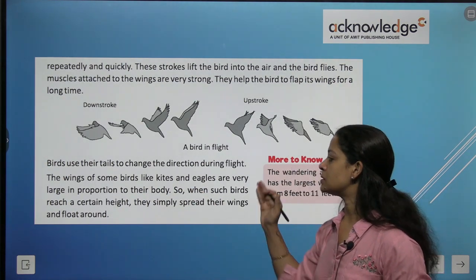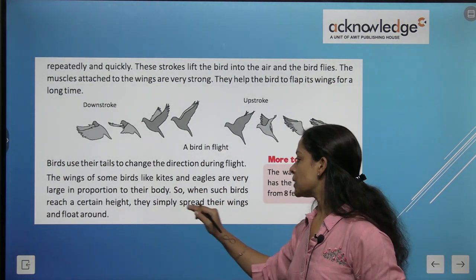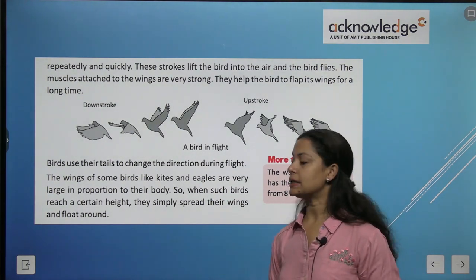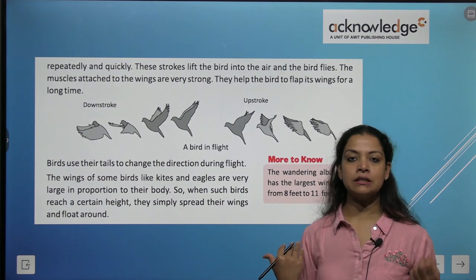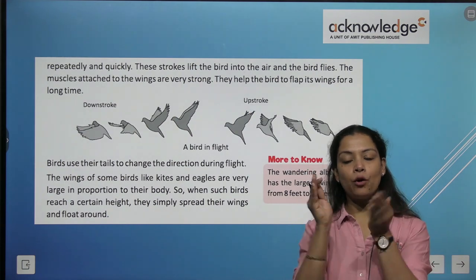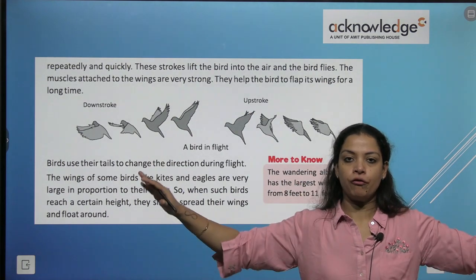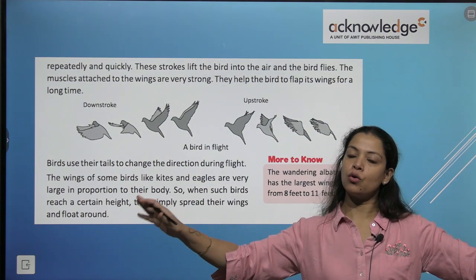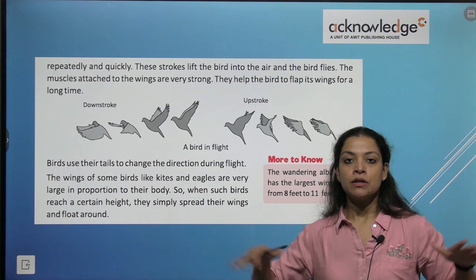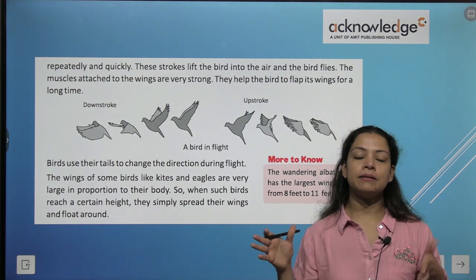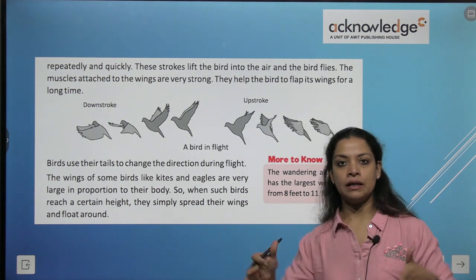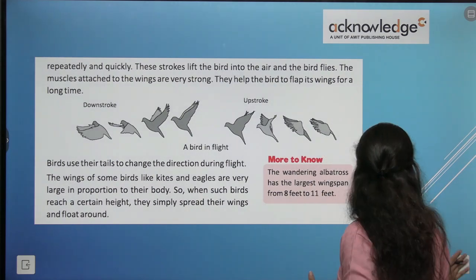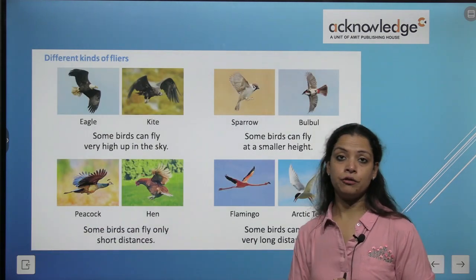So when such birds reach a certain height, they simply spread their wings and float around. Some birds, like in the case of eagle, vulture, kites, their body is small but they have long feathers. So after reaching a certain height, they open their feathers and keep floating like this. So those long feathers help them to just float in the flow of air. They don't have to continuously flap their wings. Alright, so this was about their feathers.